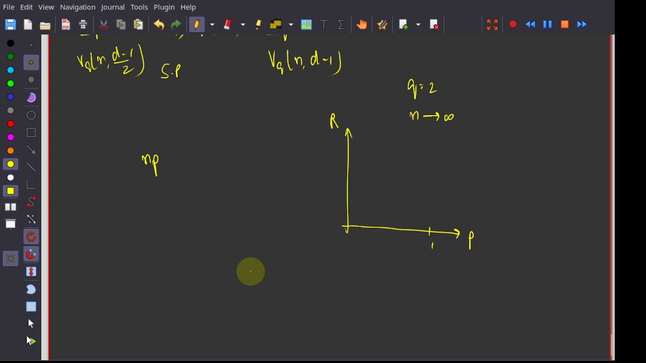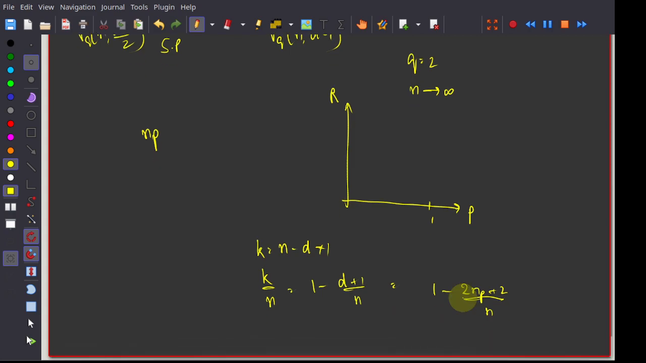Let's first look at the Singleton bound. d equal to n minus k plus 1, or k equal to n minus d plus 1. What I want to know is how k by n behaves as n tends to infinity. So this is 1 minus d divided by n. But if I want to tolerate np errors, then how large should d be? About 2np plus 1, divided by n. So as n tends to infinity, this quantity tends to 1 minus 2p.